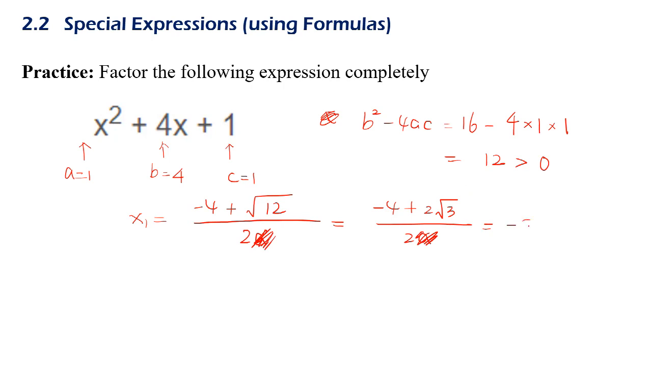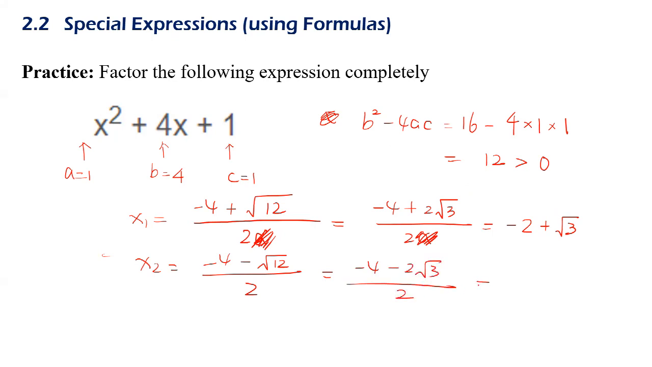Which is minus 2 plus square root of 3. And x2 is minus b minus square root of b squared minus 4ac, over 2a, which is minus 4 minus twice the square root of 3 over 2, which is minus 2 minus square root of 3, right?